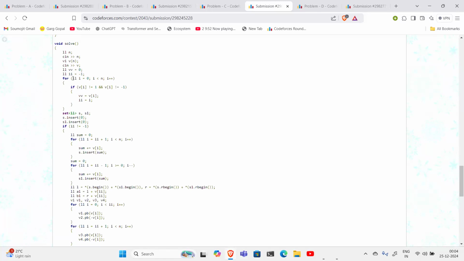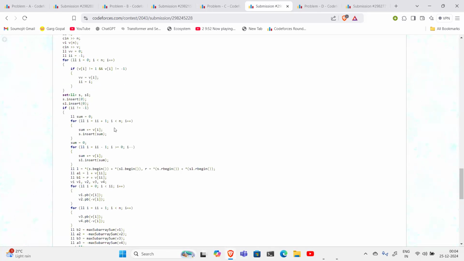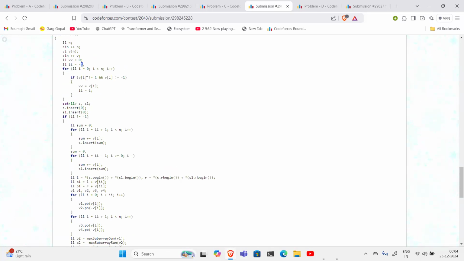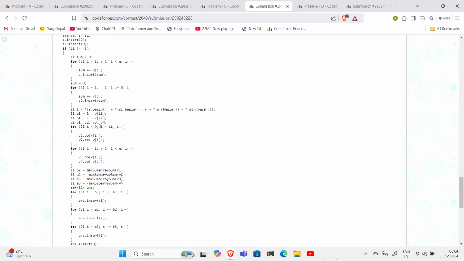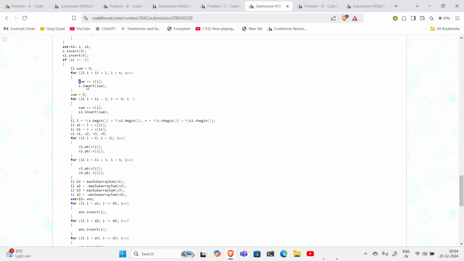So the idea is very simple: I first take all these elements. VV is the exceptional element, which is not 1 and not -1, and II is simply the position of the element. I initialize II with -1. So if II is not -1, that basically means there is some exceptional element in the array. For that, first I simply compute the prefix and the suffix sums.